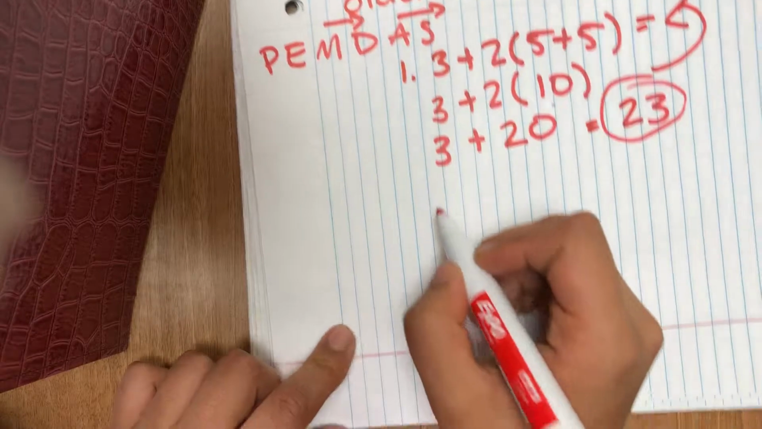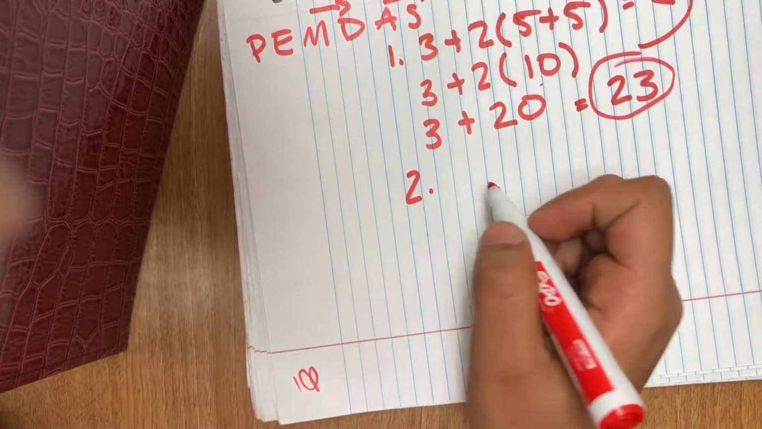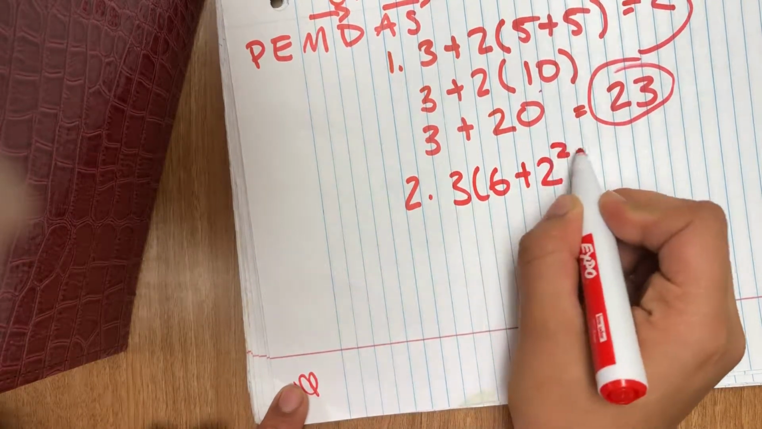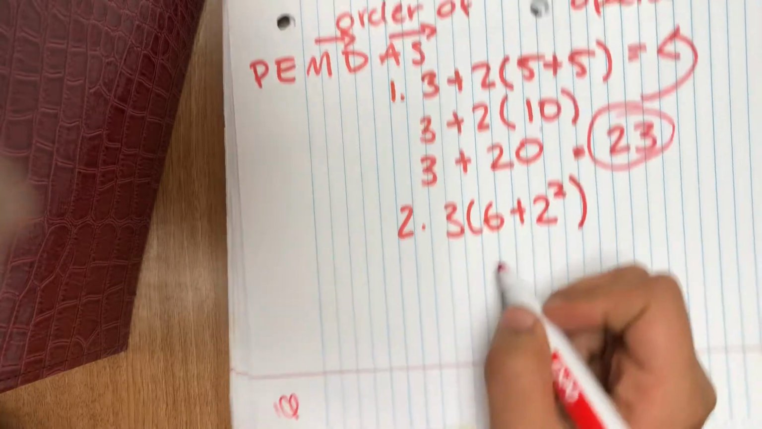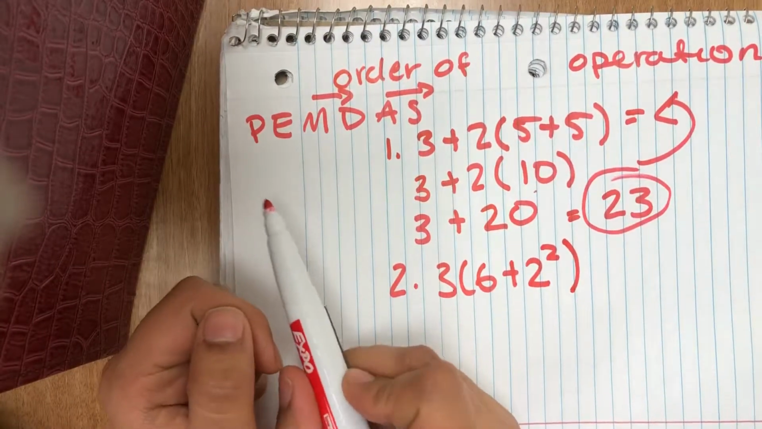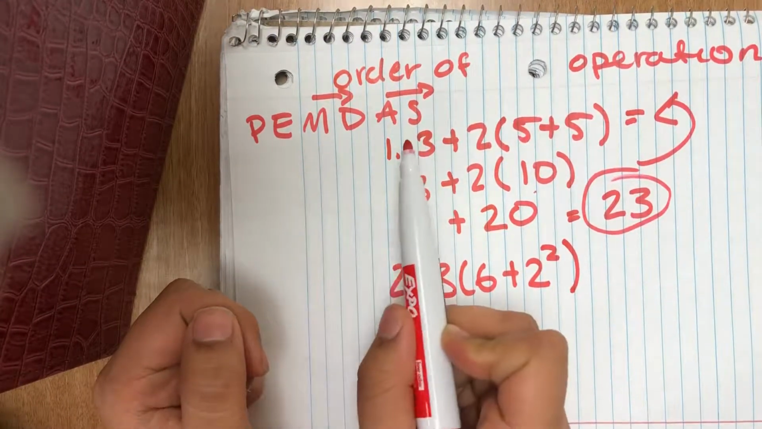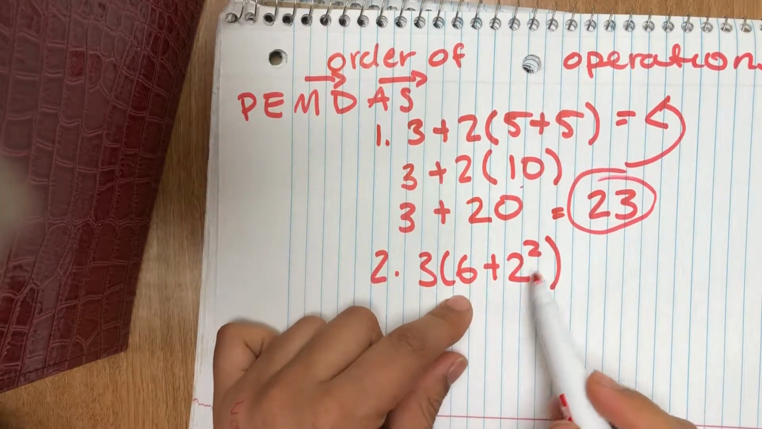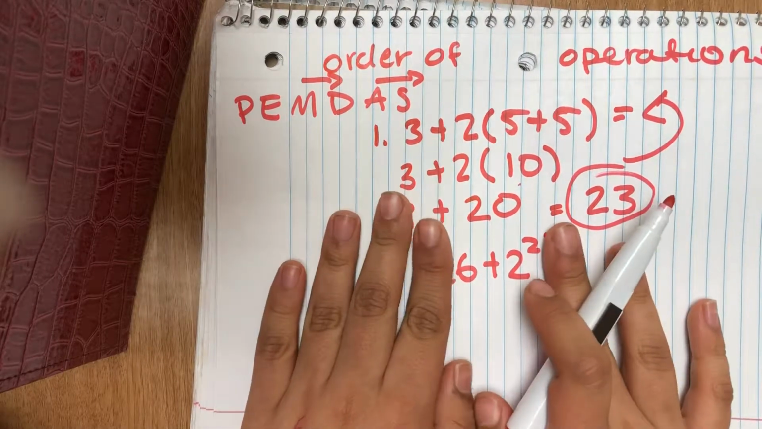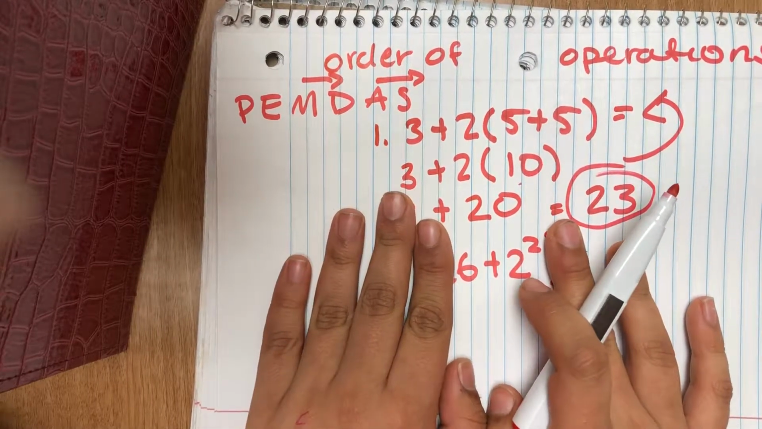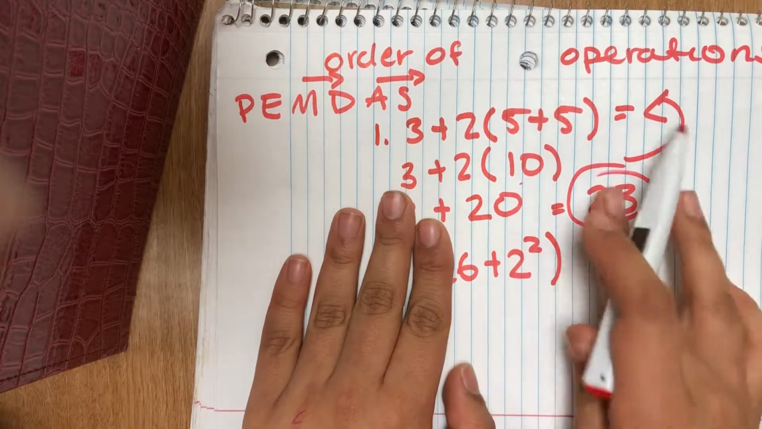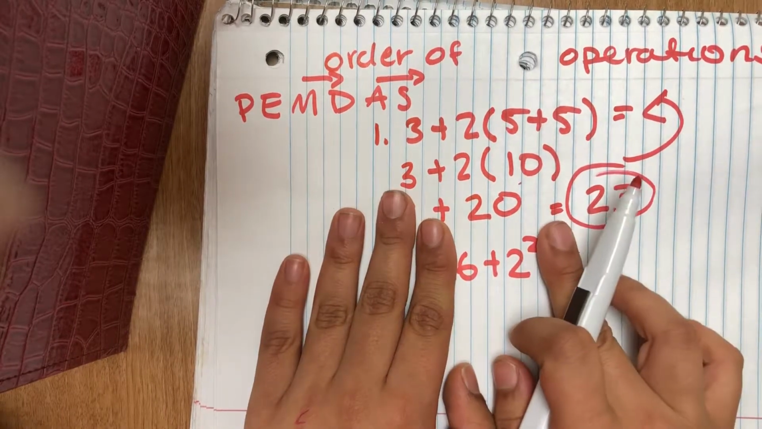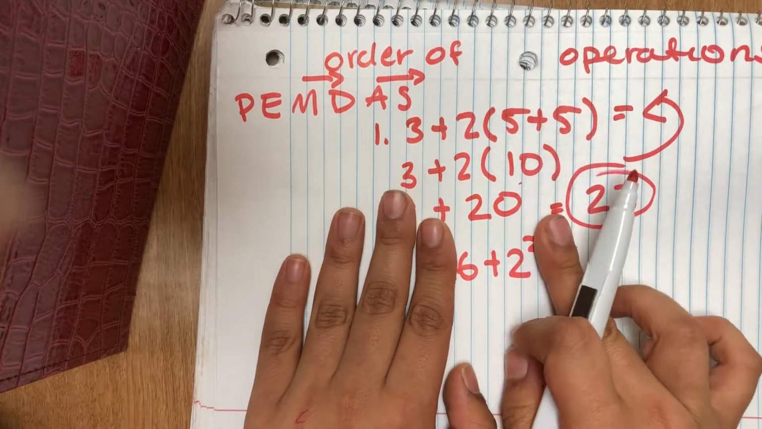Okay, let's do another one. For this one, let's do 3 times (6 plus 2 to the second). Okay, so now let's go through our steps. First we have parentheses. Do we have a parenthesis? Yes, right here. 6 plus 2 to the second. But within this parenthesis, we have to follow the order of operations. Is there a parenthesis inside of the parenthesis? No, it's just 6 plus 2 to the second. Is there an exponent inside of the parenthesis? Yes. We have 2 to the second. So that's the first thing we're going to do.